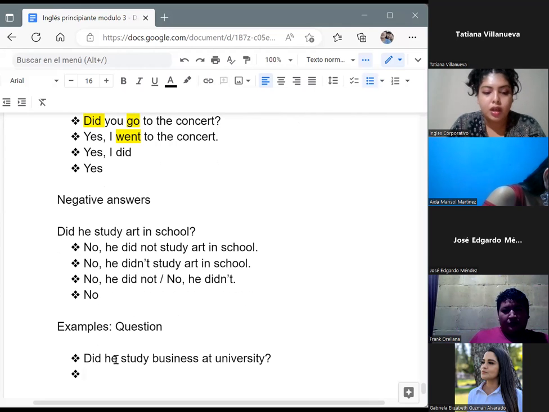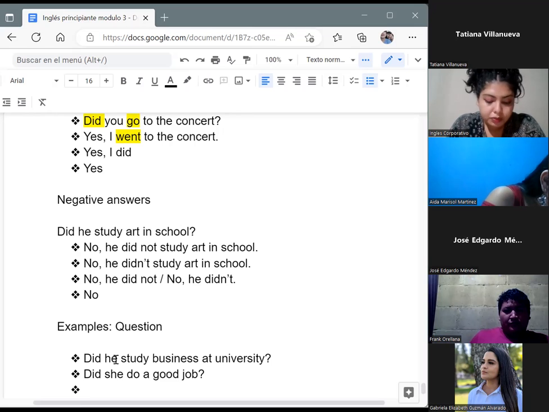Did she do a good job? ¿Hizo un buen trabajo? En este caso no es necesario que digamos, ¿hizo ella un buen trabajo? Sino que podemos decir, ¿hizo un buen trabajo? Como una pregunta, para no agregar todos los elementos. Did she have a headache yesterday?